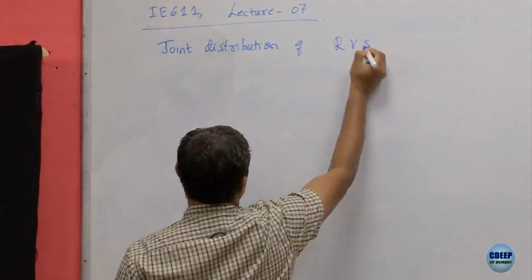So if I have to deal with two events which are characterized by two random variables, and I have to deal with their distributions, what am I going to do? For that we are going to define this notion of joint distribution.